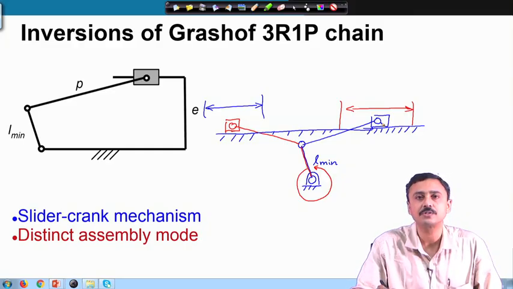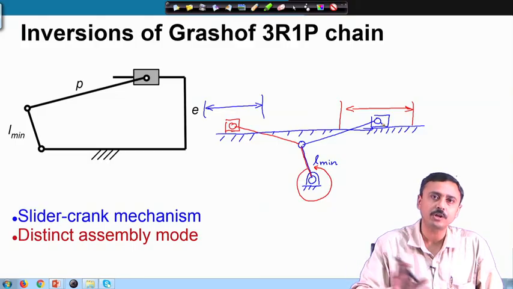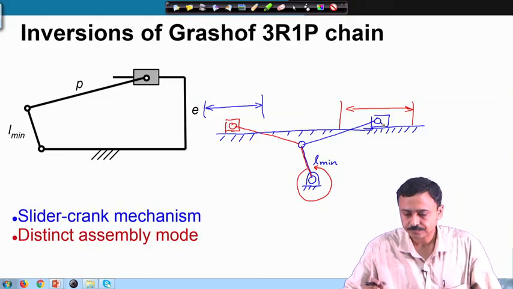This is a Grashof chain. In a Grashof chain, as we have mentioned before, the assembly modes are distinct. Starting from one assembly mode, you cannot go to the other assembly mode.